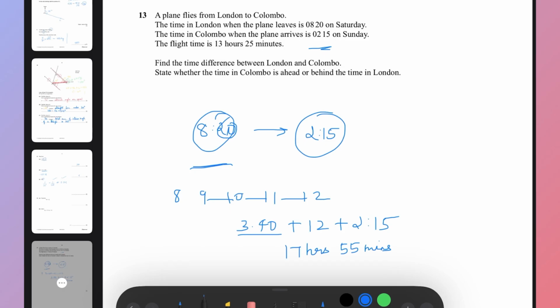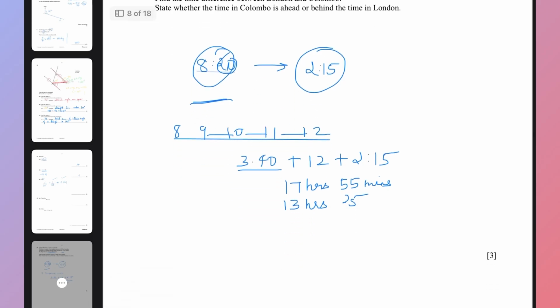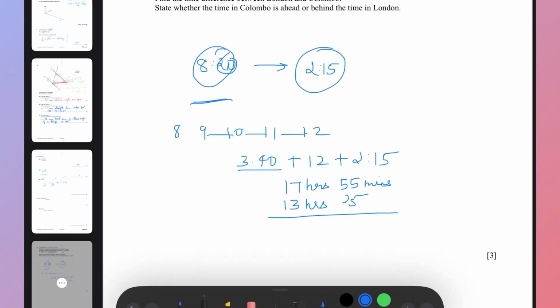So now this is the time according to the given time. This is the duration. But obviously there will be some change. What is the change here? Because the question says the flight time is this much, that is the duration. So you are going to subtract that 13 hours with 25 minutes. Okay. So what it will be? So it's 4 hours 30 minutes. So this is my difference.